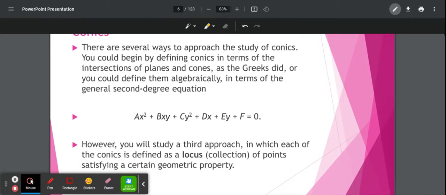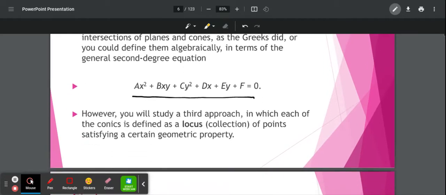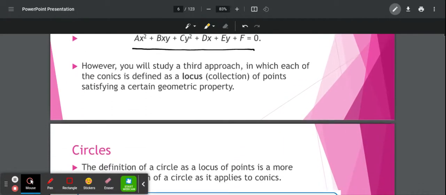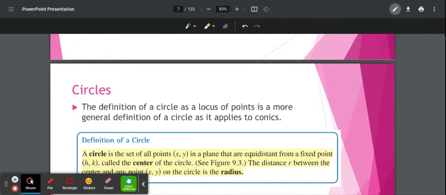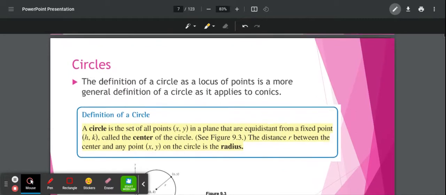So there are several ways to approach the conics. You could begin by defining the conics in terms of the intersections of the planes and the cones. That's how it started with the Greeks. Or you could look at it algebraically. This is that big equation for your algebraic function of a conic, where A, B, C, D, E, and F are constants, or numbers, and then the x's and y's have to do with your axes. Or we'll look at it just as a collection of points. Here we're going to start with circles.